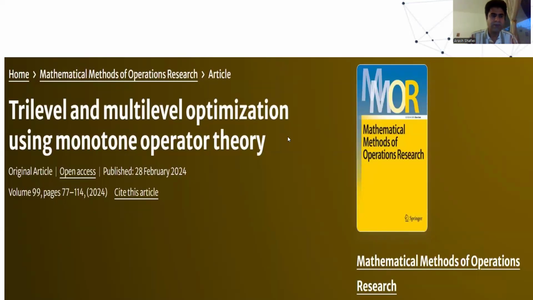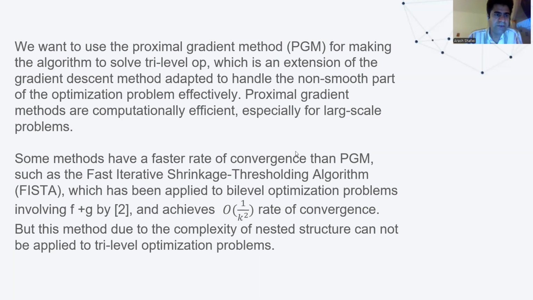Here you can see our paper was published in the journal Mathematical Methods of Operations Research. For solving this tri-level optimization, we want to use the proximal gradient method to build the algorithm. The proximal gradient method is an extension of the gradient descent method. Gradient descent was already applied for just smooth functions. But in our case, we have the composition of smooth and non-smooth functions, where proximal gradient can be applied for the non-smooth part.